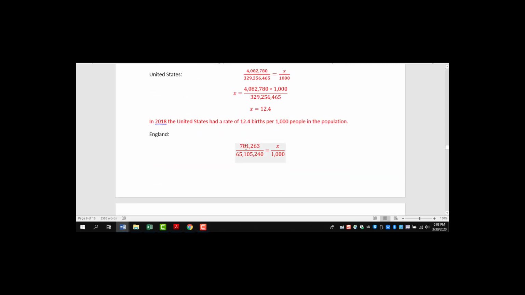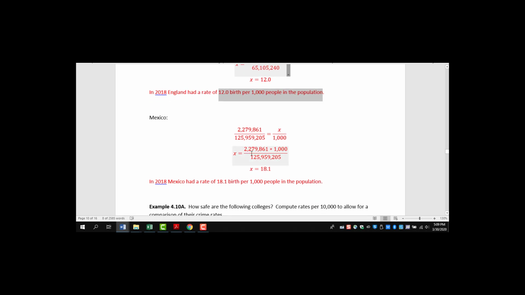In England, set up the ratio again, births to population, some number over 1,000. And in England, you cross multiply and divide, and we get that there were 12.0 births per 1,000 women in the population. People. That includes men. That's just 1,000 people, even though obviously men don't have babies. At least not that I know of.